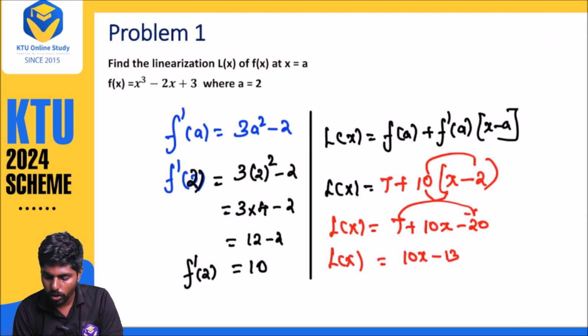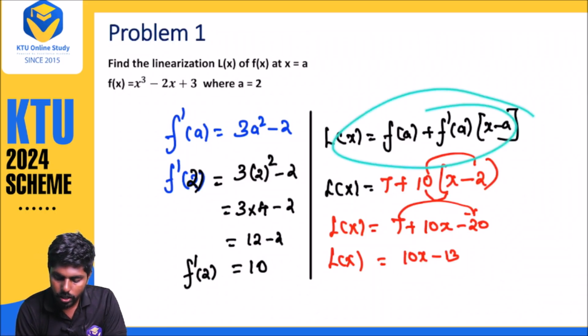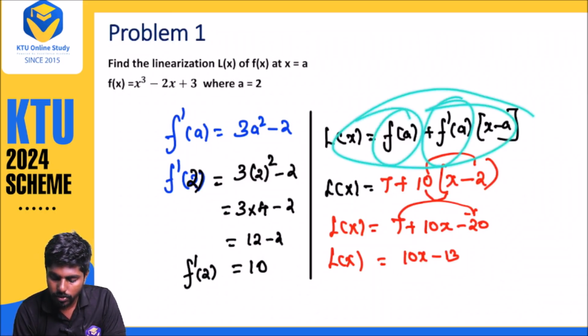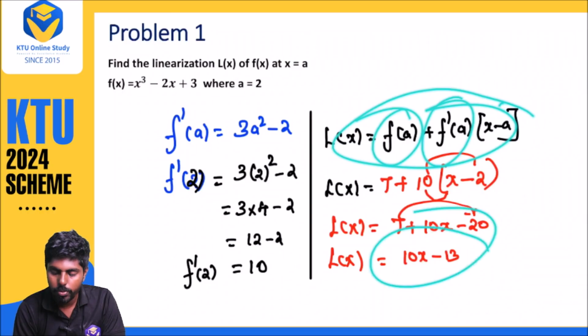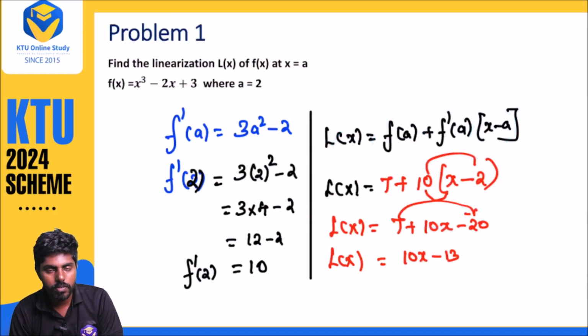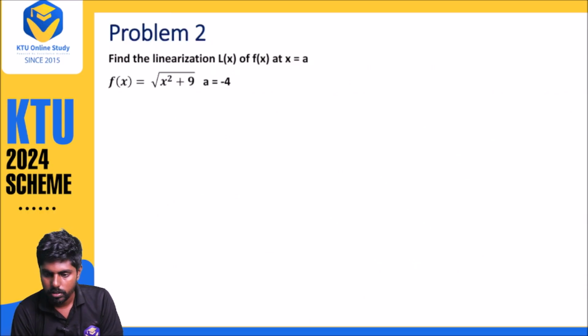You just need to know the formula. If you know the formula, just find f of a and f dash of a, replace them in the formula, and you will get the answer. That's the thing. This is a very, very simple thing. So we will go to problem number 2 also.